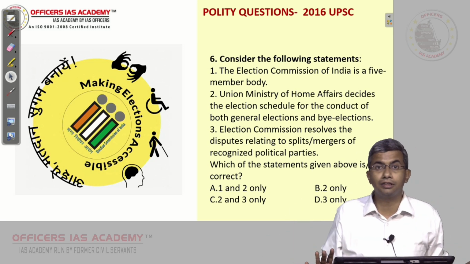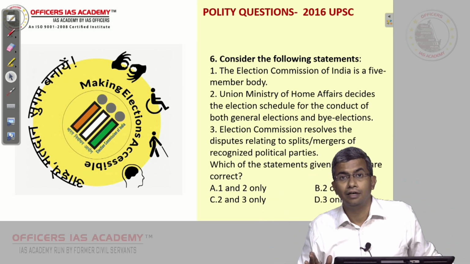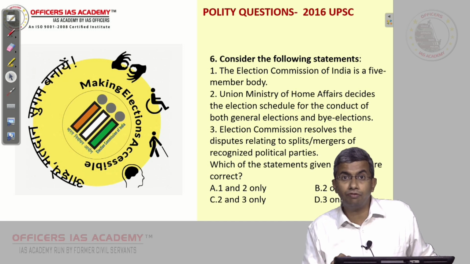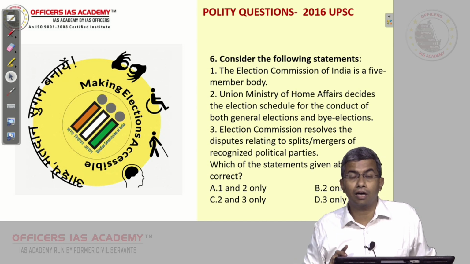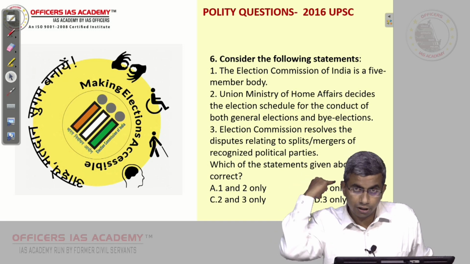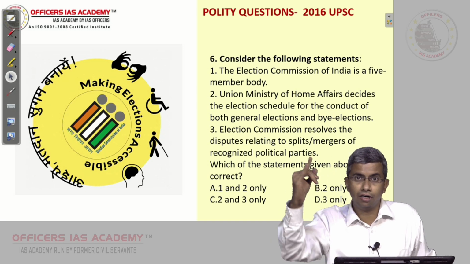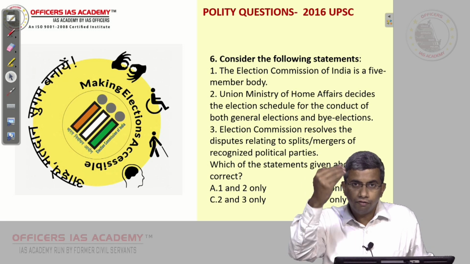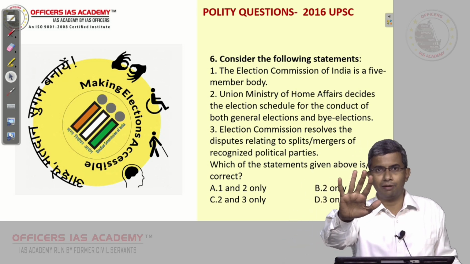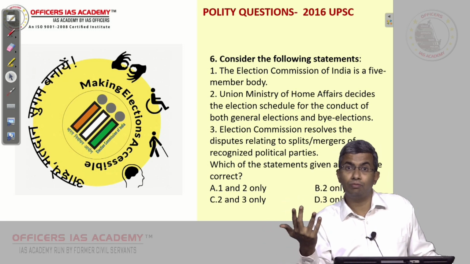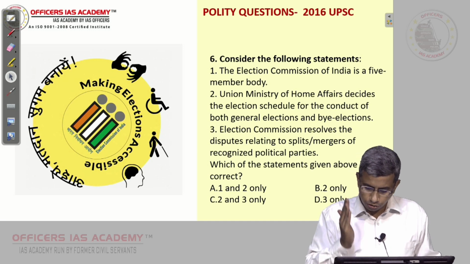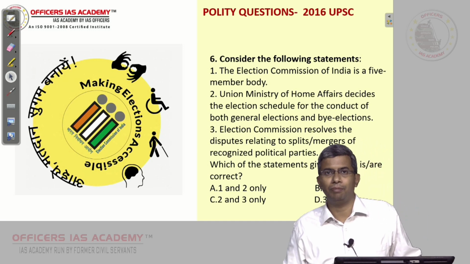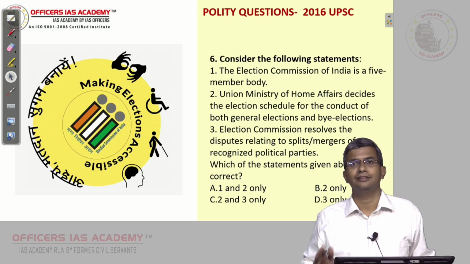I don't even have to look at the third statement. The third statement has to be right. Because if only 3 was given and 'none of the above' was given, then you would have to look at 3 also and decide whether it is right or wrong. But here, which of the following statements is correct? You know the first statement is definitely wrong. You know the second statement is definitely wrong. And there is one option, 3 only. So even without looking at the third statement, I mean, don't do that in the examination hall. But this is the elimination which you should be very comfortable with as you practice more and more. Election Commission resolves the disputes relating to splits and mergers of recognized political parties. Yes. The answer is 3 only.